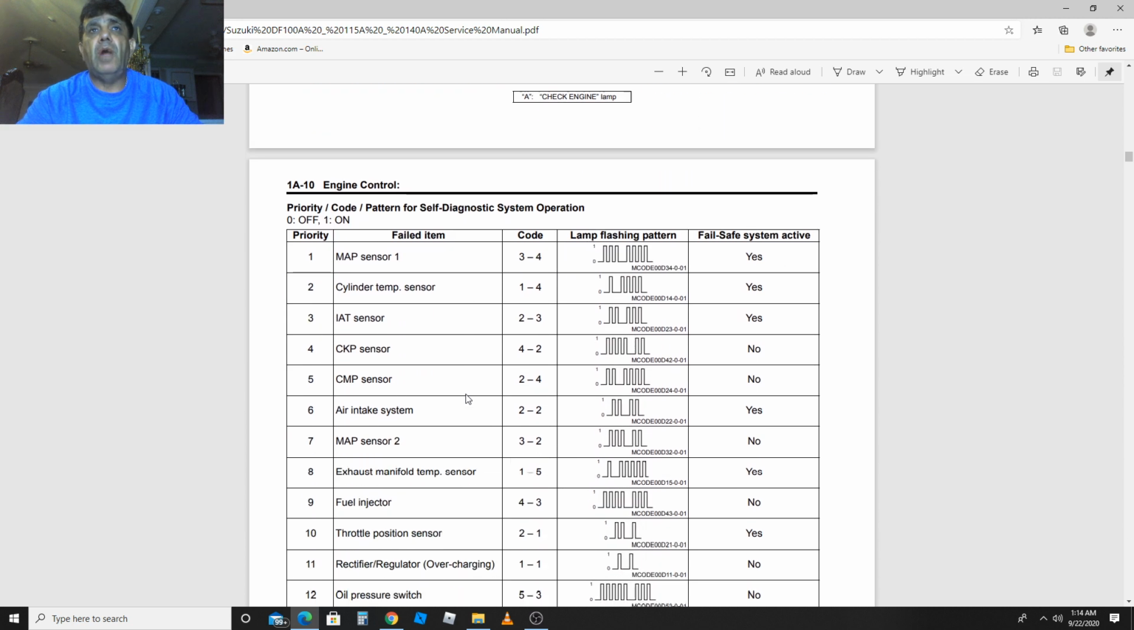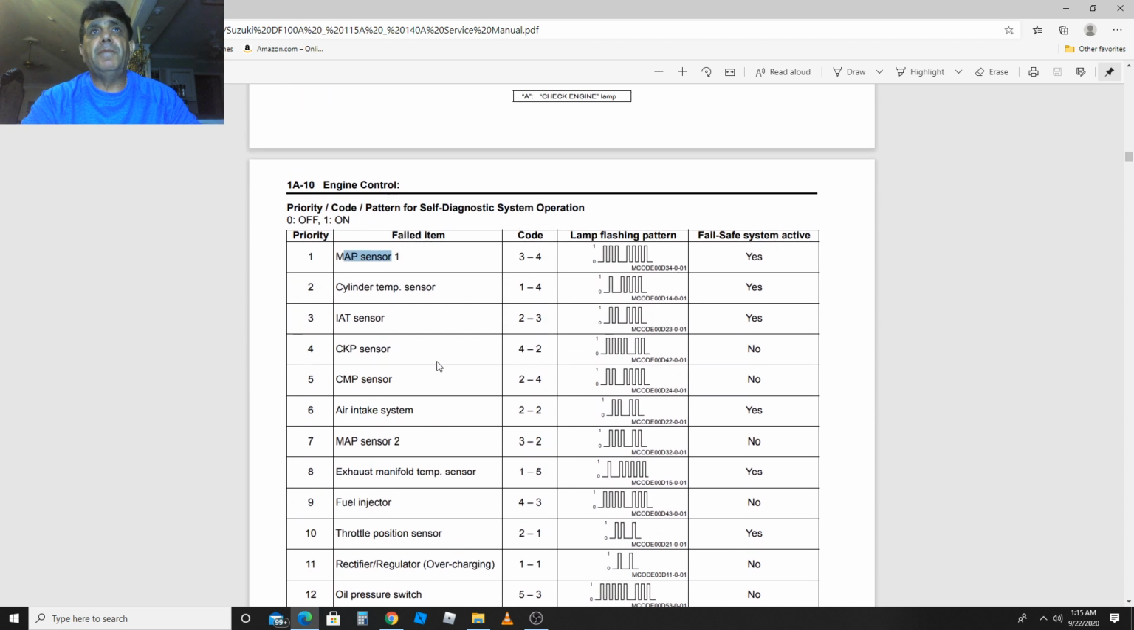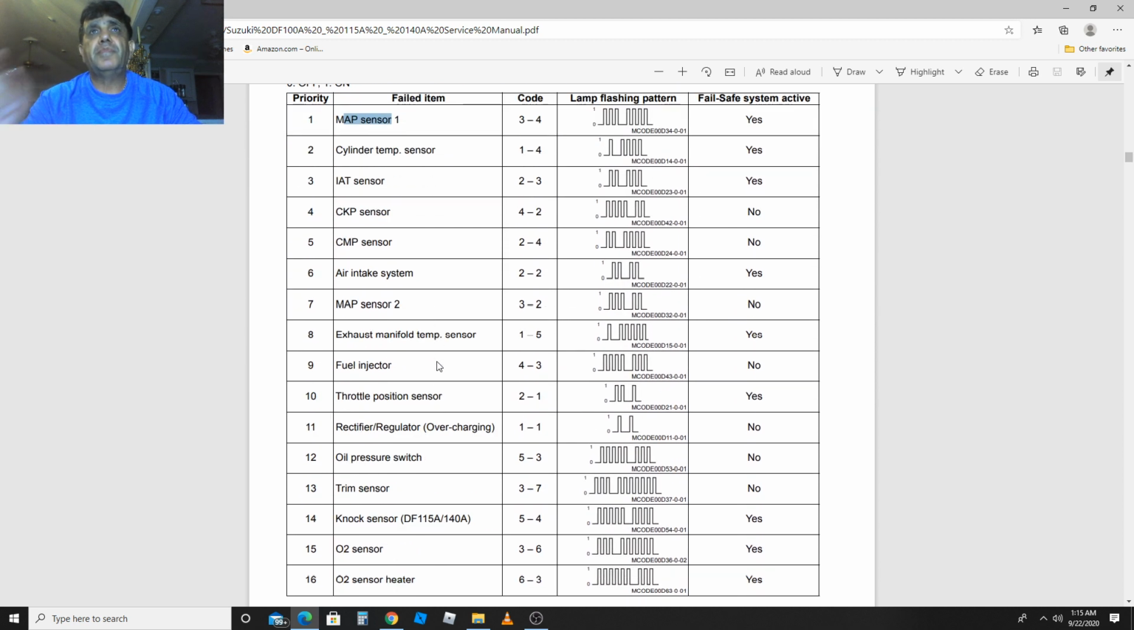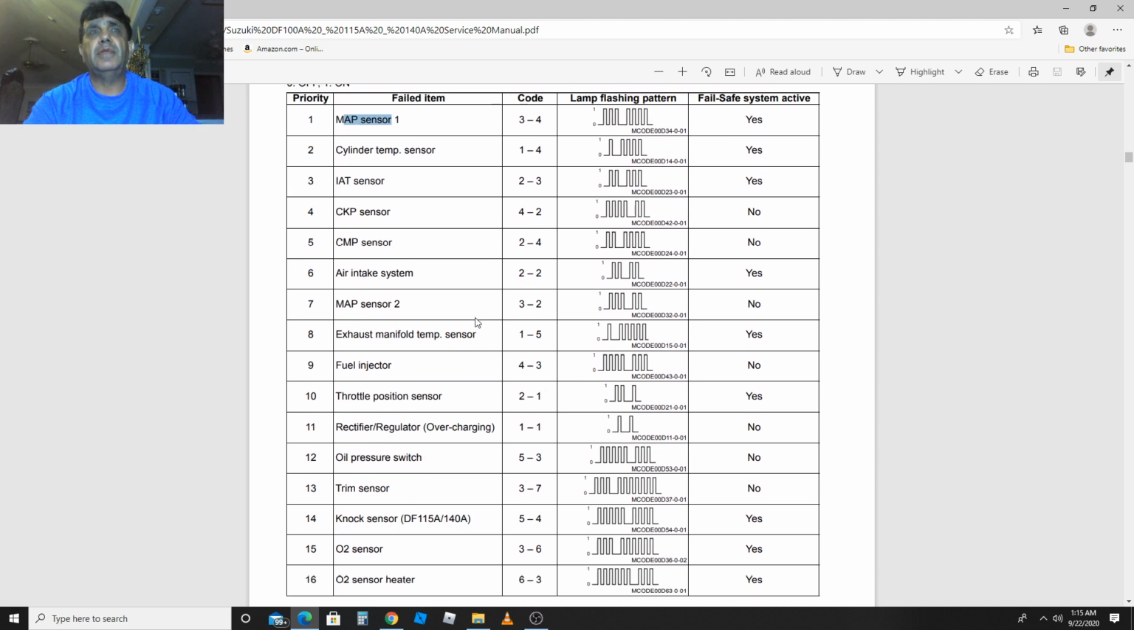Now, while the limiter kicks in, you also get a code, which is a lamp flashing pattern. It's 3 on, then it's off, then 4 on. It goes beep, beep, beep, then stops, beep, beep, beep, beep. 3 lights, then 4 lights. That's the code 3, 4. That will be your map sensor. I'm going to pause right here. You can pause the video to see the pattern 1 and 4, 2 and 3, and so on. That's all of them. You can pause and see the code.